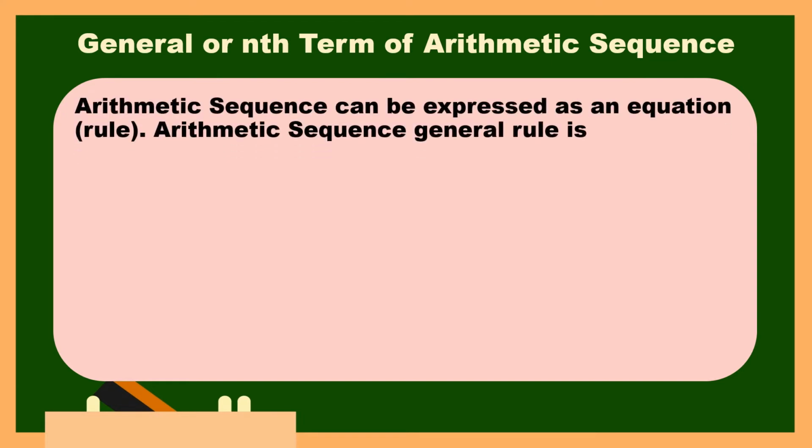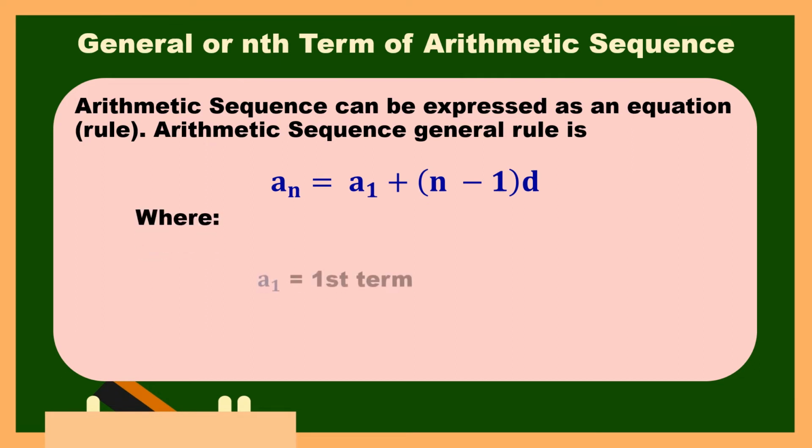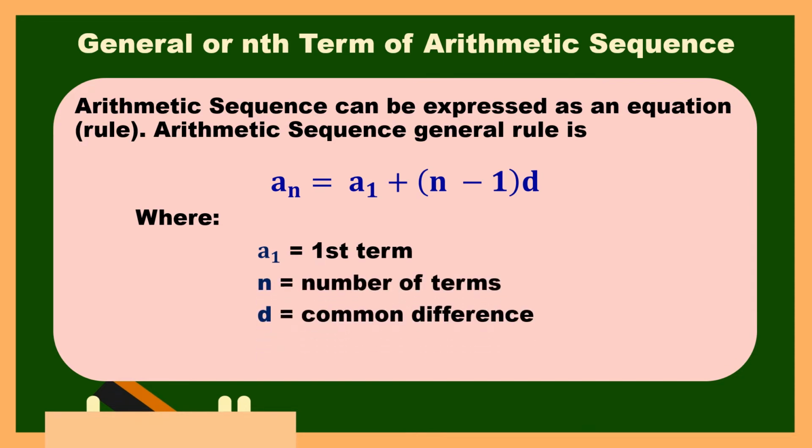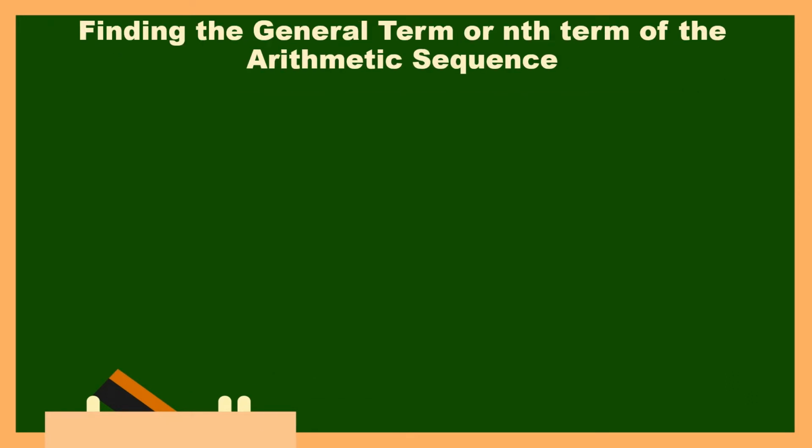Arithmetic sequence can be expressed as an equation or rule. The arithmetic sequence general rule is a sub n equals a sub 1 plus the quantity of n minus 1 times d, where a sub 1 is the first term, n is the number of terms, d is the common difference, and a sub n is the last term. Now, let us find the general term or nth term of the arithmetic sequence.